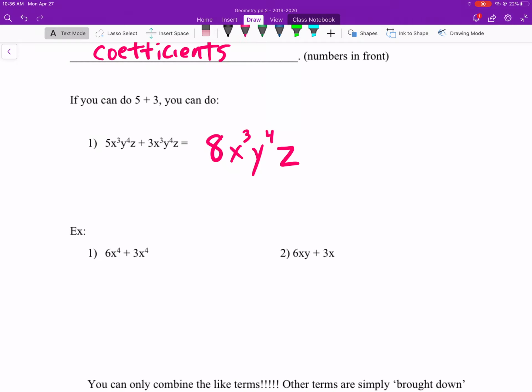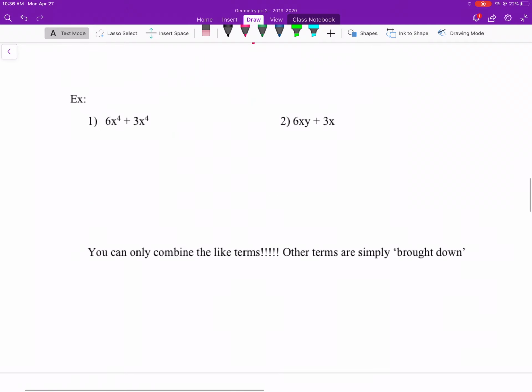All right, so number 1, 6x to the 4th plus 3x to the 4th. They are like terms. They both have x for a variable, and they have the same exponent of 4. So you just add the numbers in front. 6 and 3 is 9, and then the variable and the exponent come along for the ride.